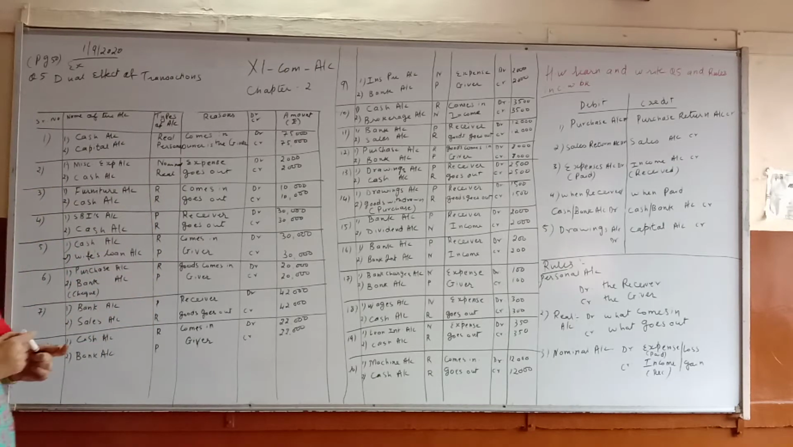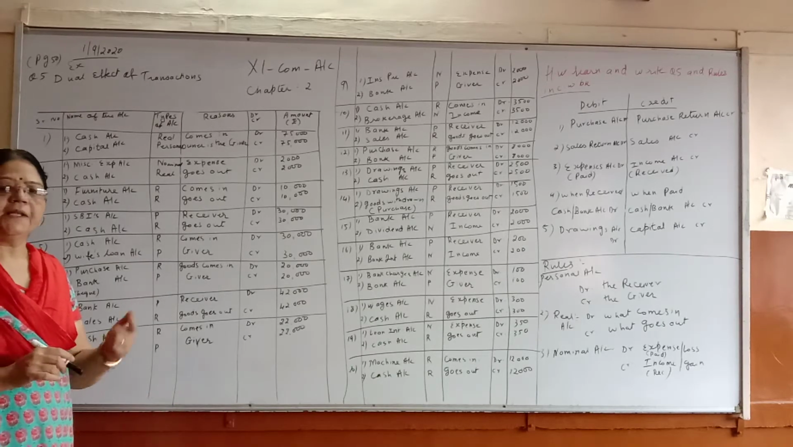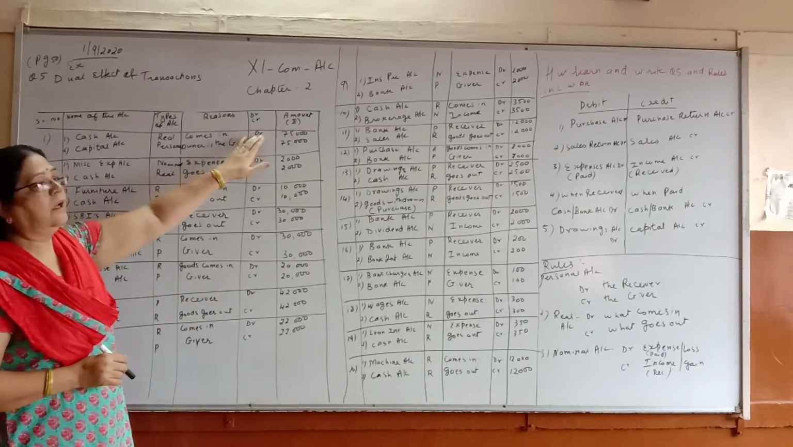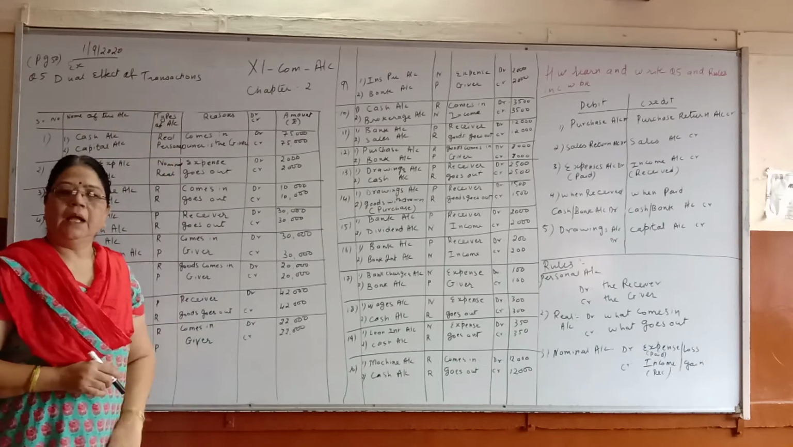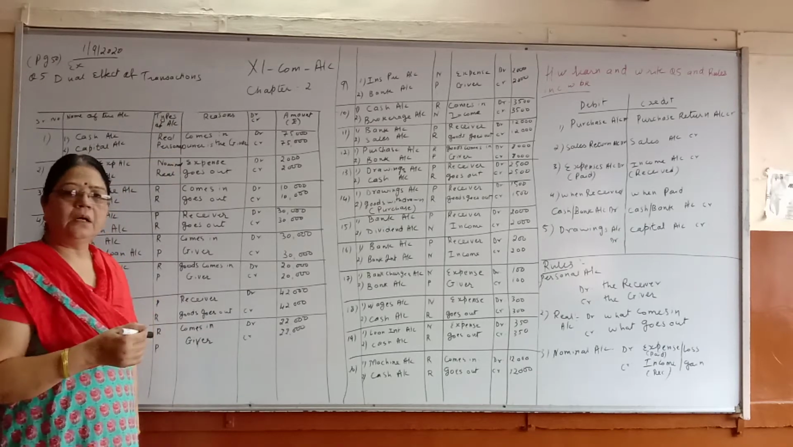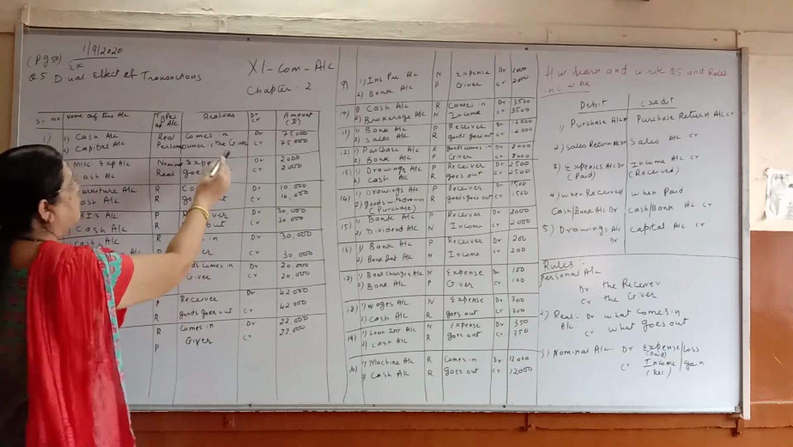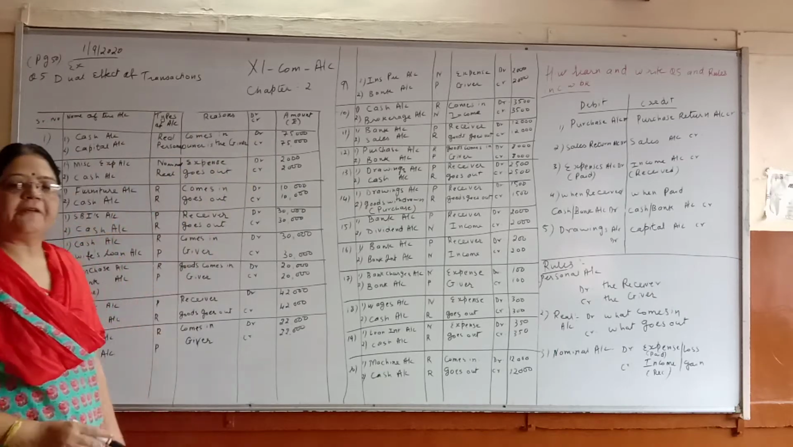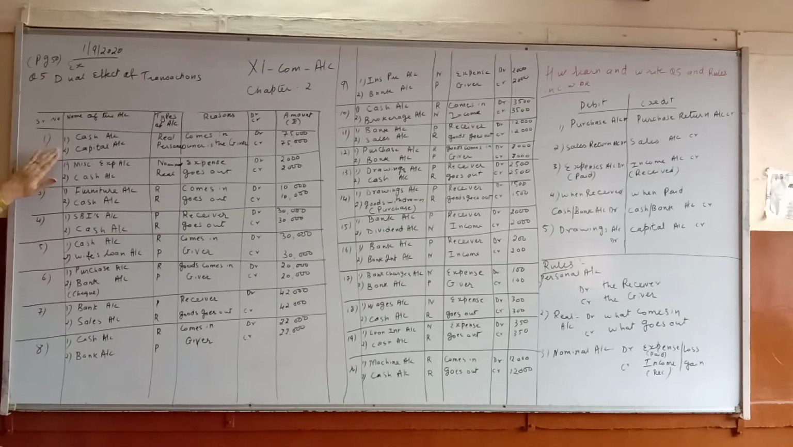So in real account, what is the rule? Debit what comes in. So what is coming in? Cash. So cash we will debit. And capital, which account is it? Personal. And personal means who is the giver? Who will give the money? The owner. So the giver is credited, and the amount will be 75,000 credit. So cash and capital are the two accounts which are affected.